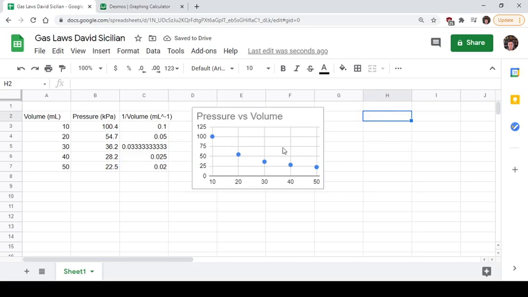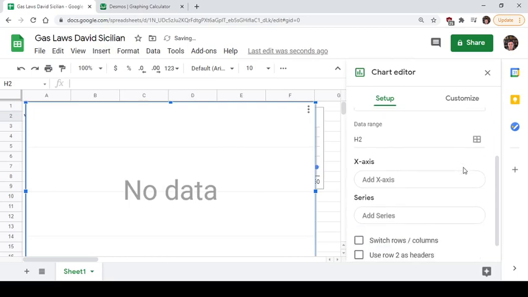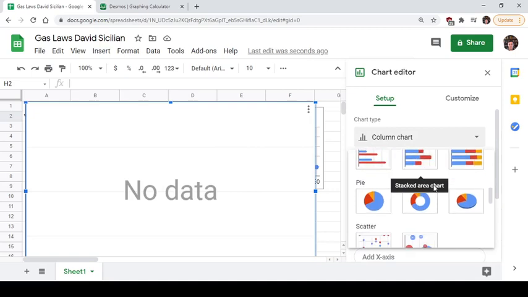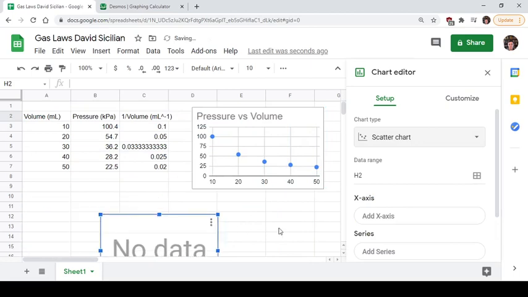So let's make another chart. Let's go to Insert Chart. And let's see, we want to change the type to a scatter. Oh, and let me make this a lot smaller so I can get it out of my way.